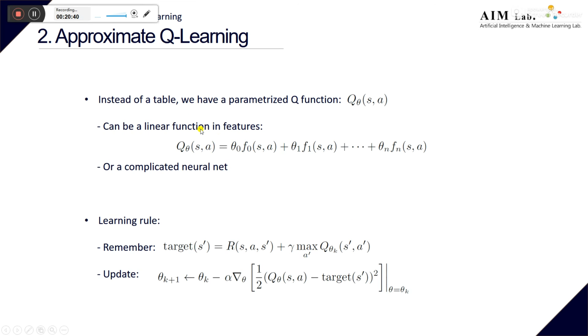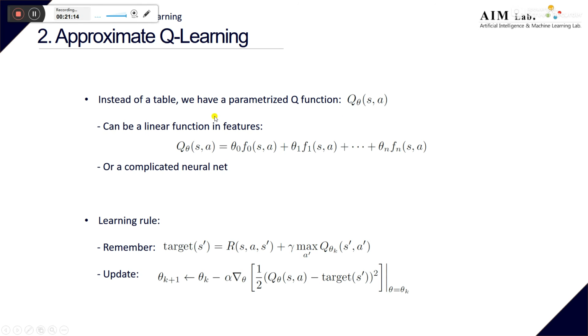For generalization, we study approximate Q-learning. Instead of using a table of Q values, we represent the Q function as a parameterized version, which we call Q theta of s, a. So instead of performing table lookup, we compute this Q function given the state and action as input, and that will be our current estimated Q value.